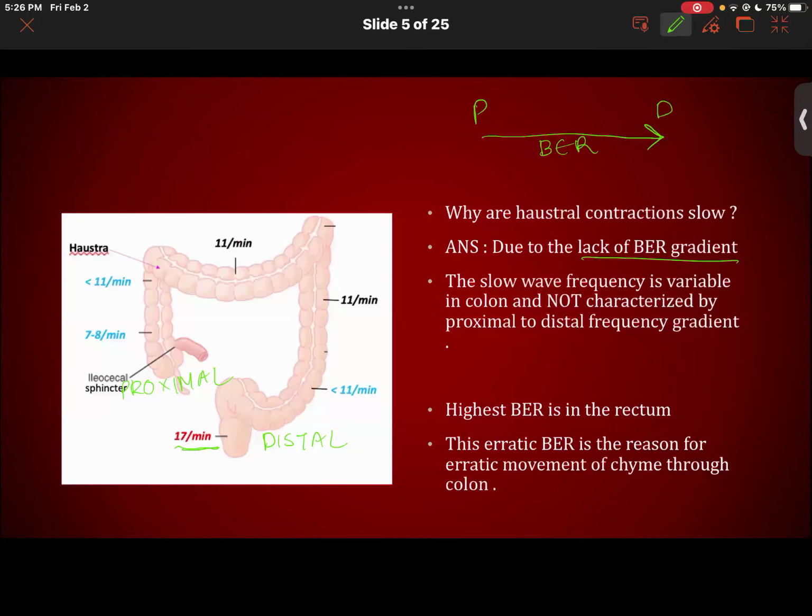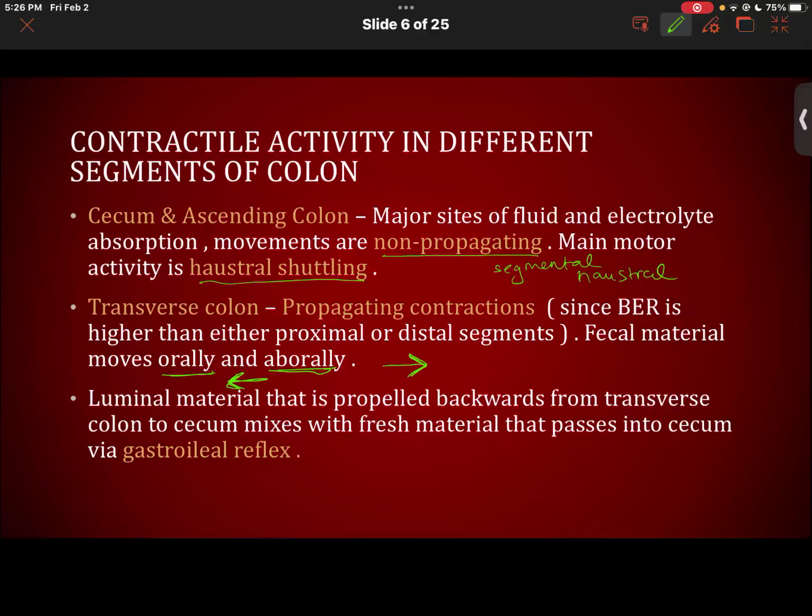So as I said here, 11 per minute. You don't need to remember the number, just so that I can explain further. You see here, it's 7 to 8 per minute, approximately. And then over here, it's less than 11 per minute. So comparatively in the transverse colon, it's higher. And this is one reason why the movement here is propagating and not non-propagating. And obviously, it can move in both directions, orally and aborally.